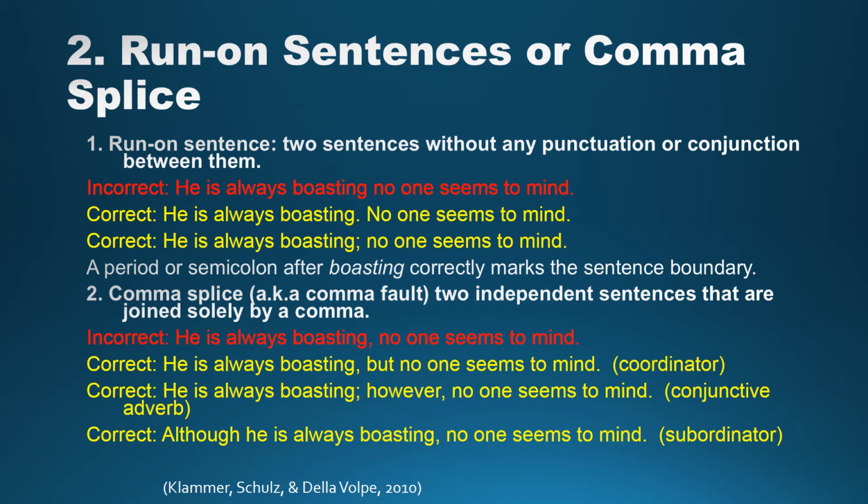The second error students commonly make is committing a comma splice. This is when 2 independent sentences are only joined by a comma but no conjunction.